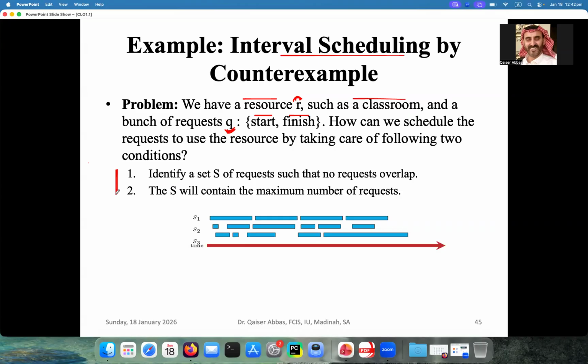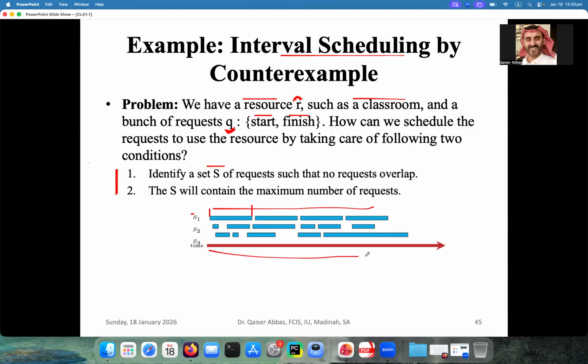So the first thing that we have to take care of: identify a set S of requests such that no requests overlap. As an answer, here if you see, set S1 is equal to this one containing these requests. Set S2 is containing these requests with start and finish time. This is the starting time. This is the finish time. And S3 is also containing these, with start and finish time.